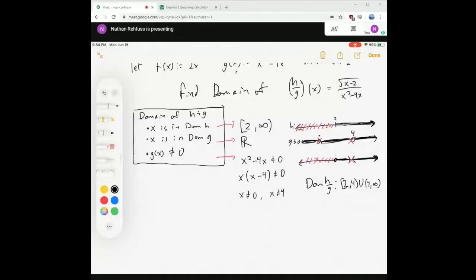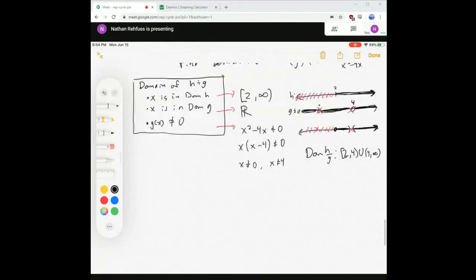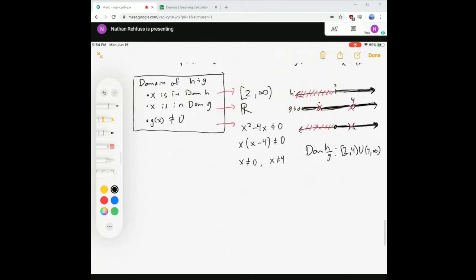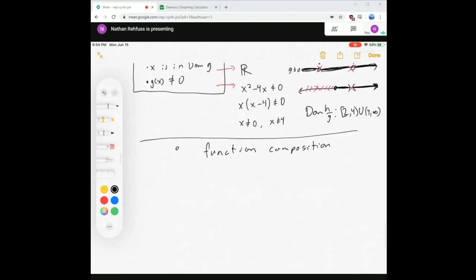All right, now there is a fifth operation, and that's this little circly guy here. It's called function composition. And what it means is you take one function and plug it into the other function. It's where you take the output of one function and put it into the input of another.